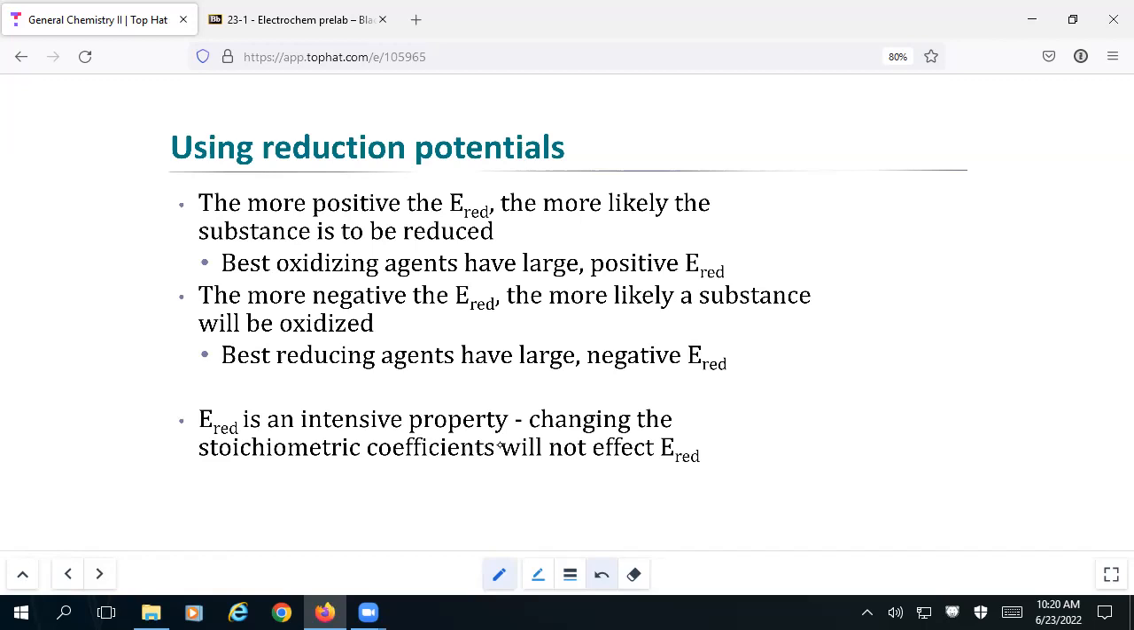On the flip side, if I've got a negative reduction potential, it is very unlikely that that substance is going to be reduced. It's far more likely that that reaction is going to flip around and turn into an oxidation potential, because the oxidation is favorable. So the more negative a reduction potential is, the better it's going to be in terms of being a reducing agent. The more likely it will be to be oxidized rather than reduced.